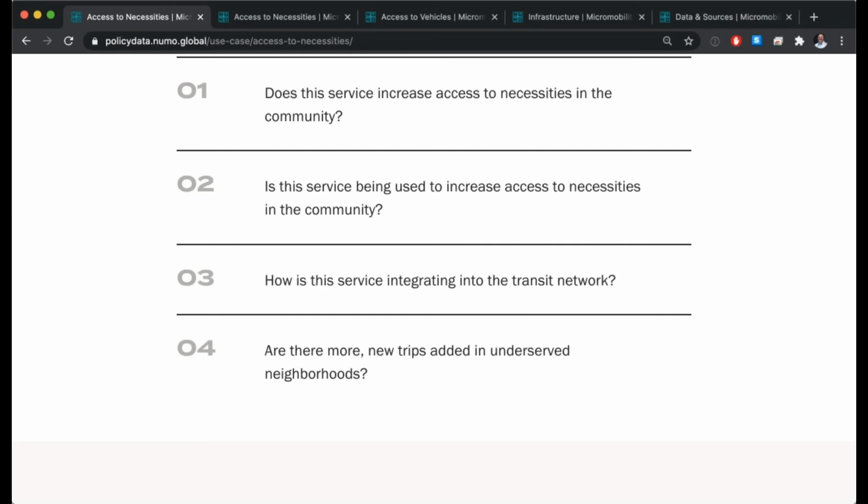Does this service increase access to necessities in the community? Is it being used to increase access to necessities in the community? How is this service integrating into the transit network? And then are there more new trips added in underserved neighborhoods? So we have decided through a broad whittling process, as it were, that these were really the top priority questions that we felt that cities and companies might have. But this is by no means exhaustive. These are just the ones that we felt were the priorities.